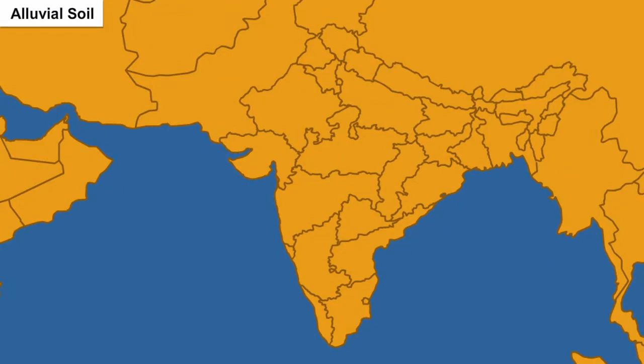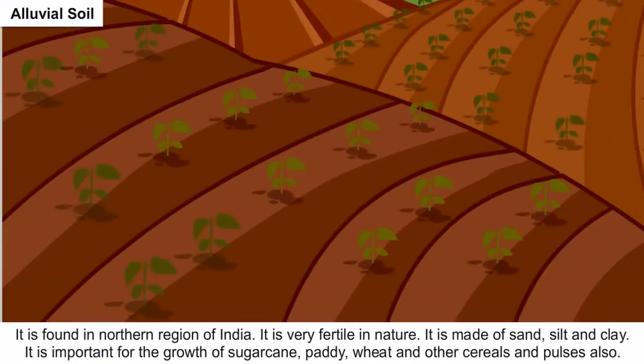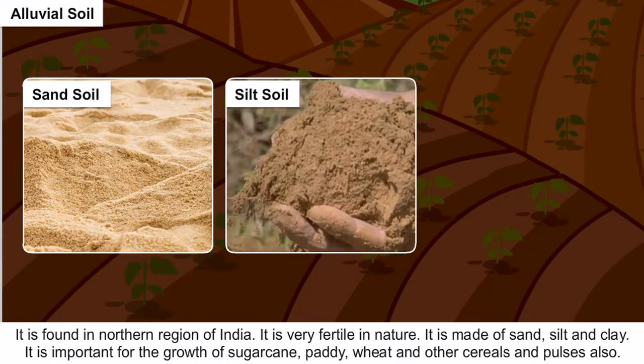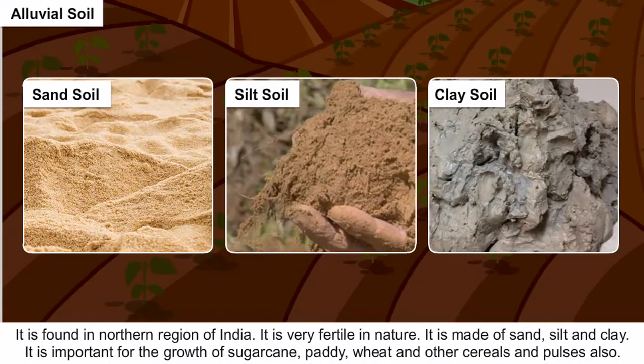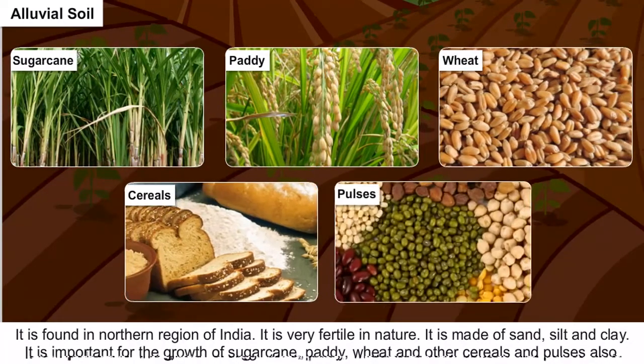Alluvial soil. It is found in the northern region of India. It is very fertile in nature. It is made of sand, silt and clay. It is important for the growth of sugarcane, paddy, wheat and other cereals and pulses also.